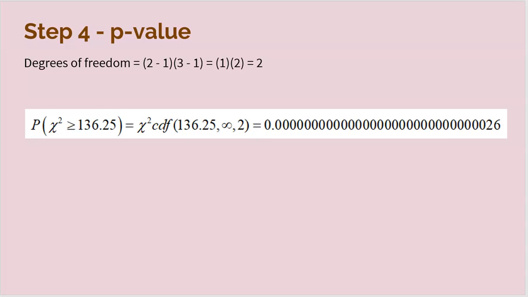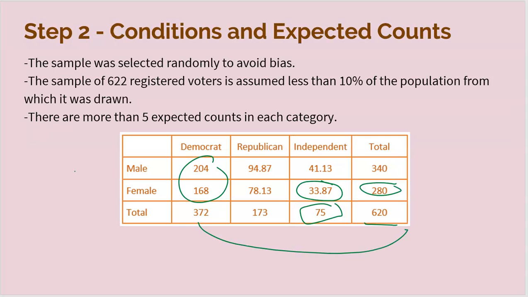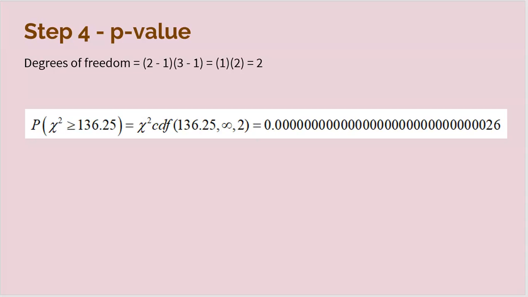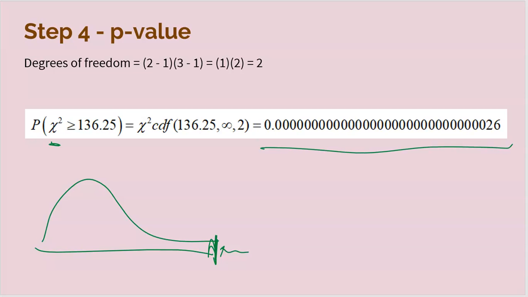So once again, the degrees of freedom, let's show that real quick. 2 categories, male, female on the left, 3 categories across the top, Republican, Democrat, Independent. 2 minus 1 is 1, 3 minus 1 is 2, 1 times 2 is 2 degrees of freedom. So my p-value is the probability that any other chi-squared comes back more than mine. If you think about that chi-squared model, 136.25 is probably way over here somewhere. So the probability that we are even higher than that is going to be very unlikely. So I use chi-squared CDF on my calculator, 136.25 to 999 acting as my infinity, 2 degrees of freedom, and you get an unbelievable value.